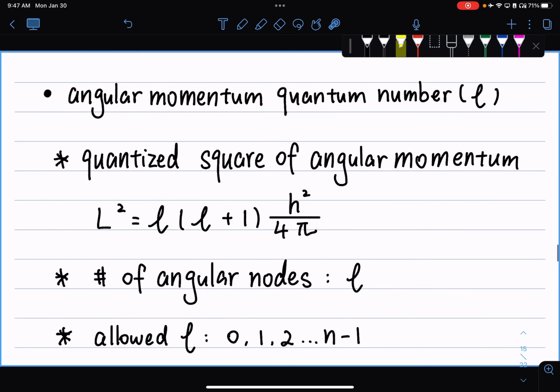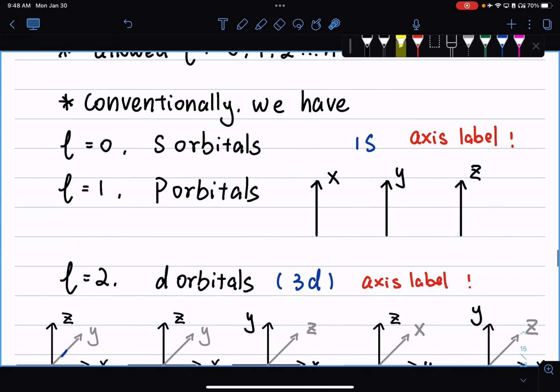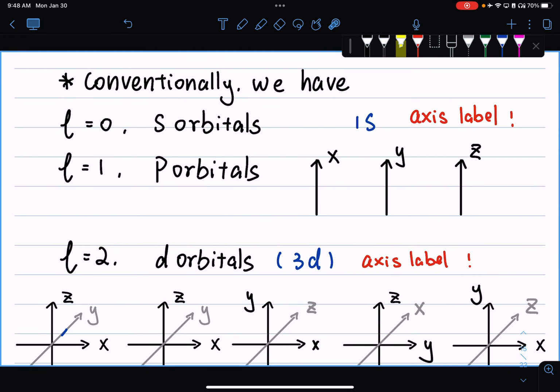We also have the angular momentum quantum number l that gives you the quantized square of angular momentum. The number of angular nodes equals the angular momentum quantum number l. The allowed values of l start from 0 all the way to n minus 1. So you don't have any 1p atomic orbital, because l cannot equal 1 when n equals 1. And conventionally, we have different names for these l atomic orbitals.